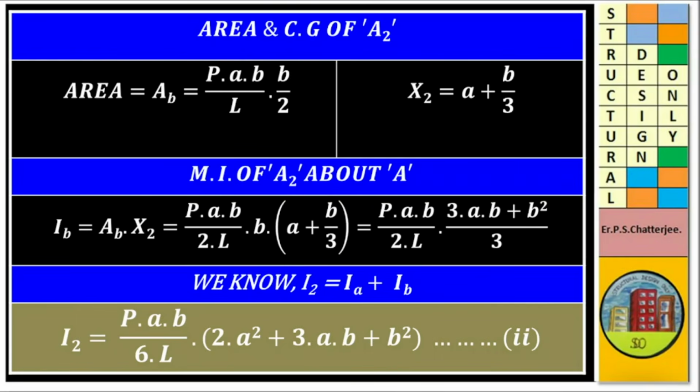Now we know I is equal to I1 plus I2. I is equal to this expression, P into A into B by 6 into L within bracket 2 into A square plus 3 into A into B plus B square. This is our equation number 2.